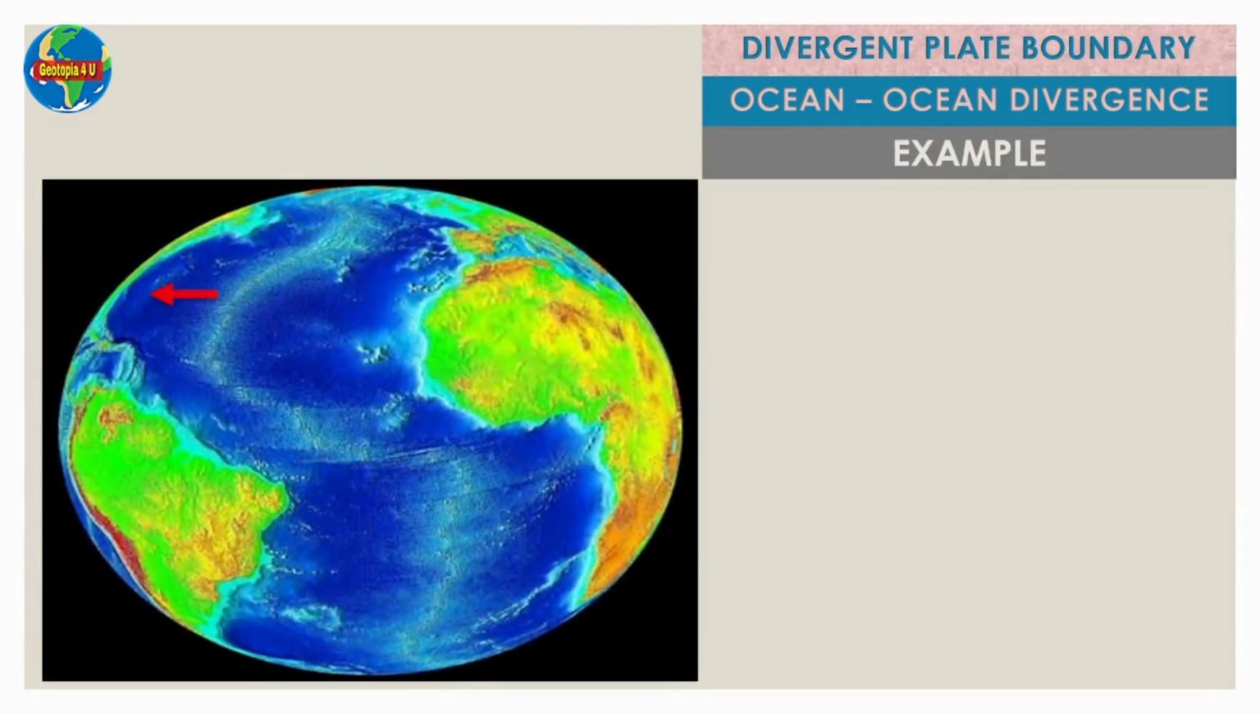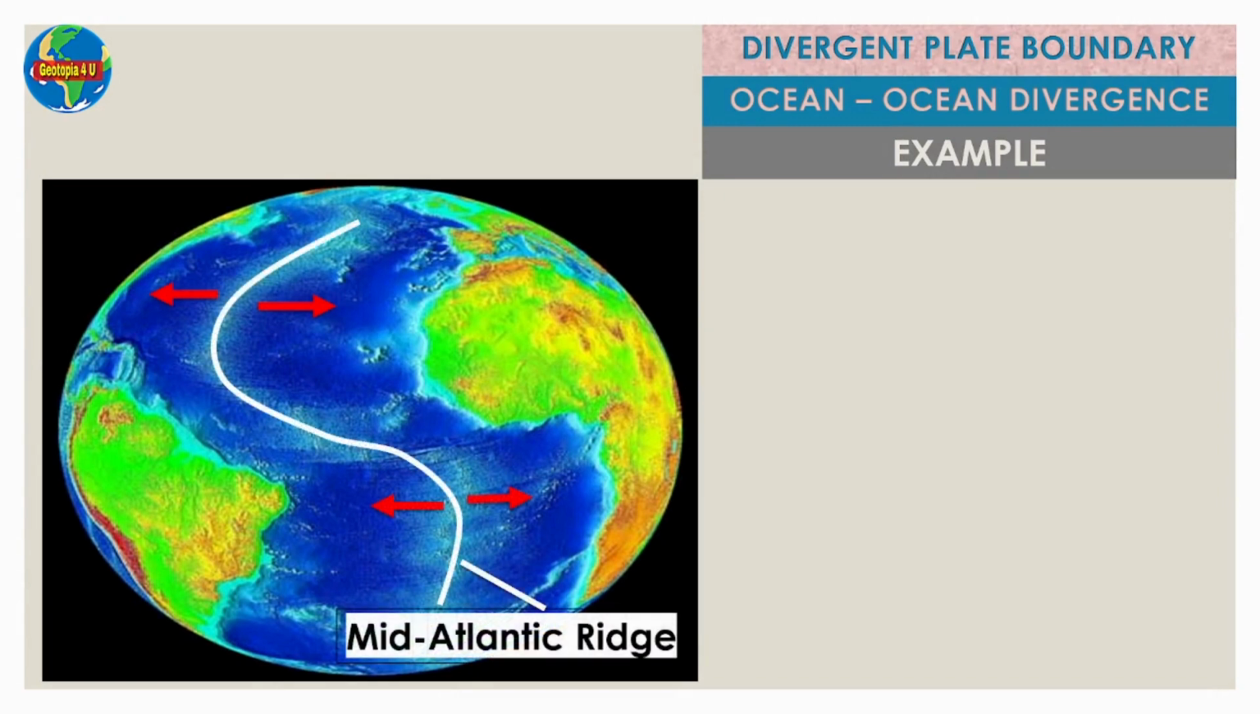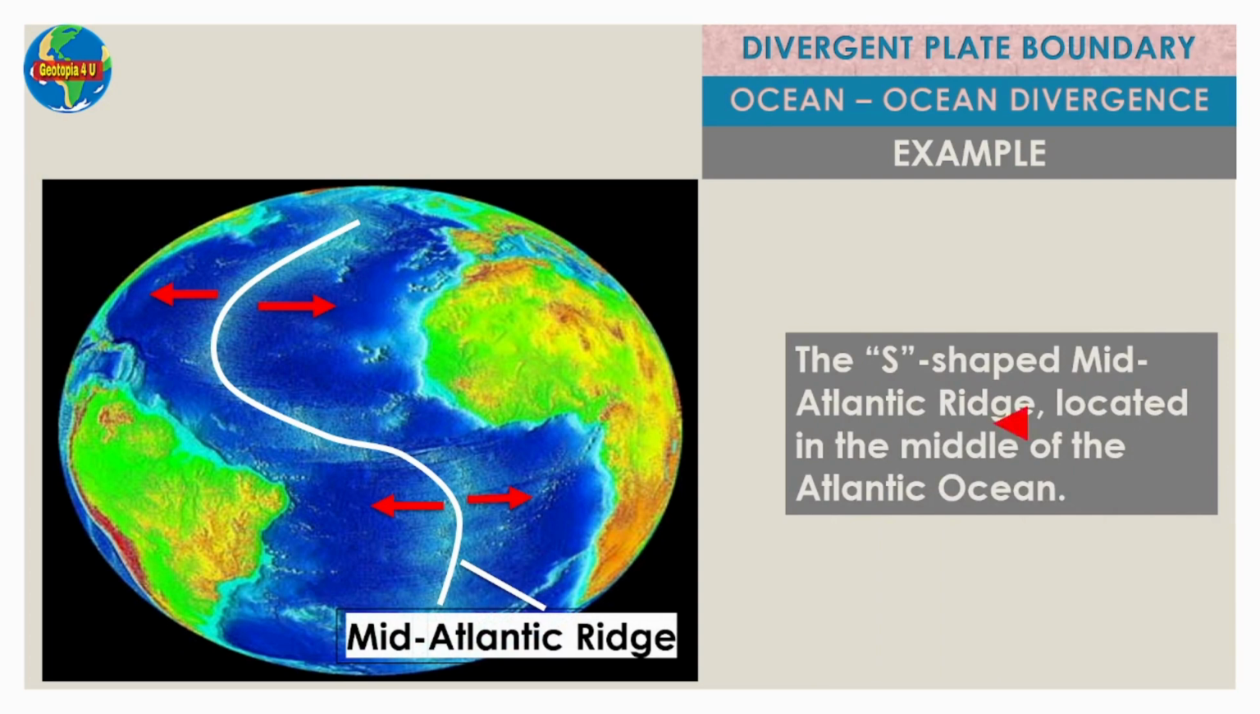Example. In this picture, you can notice the S-shaped feature, which is the Mid-Atlantic Ridge. It is located in the middle of the Atlantic Ocean. Actually, what happens is that the plates on either side of the Mid-Atlantic Ridge are diverging away from each other. As a result, the Mid-Atlantic Ridge has been formed in the center of the Atlantic Ocean.